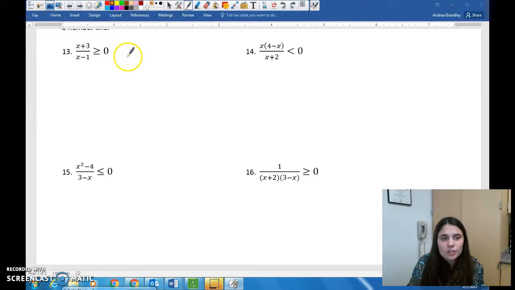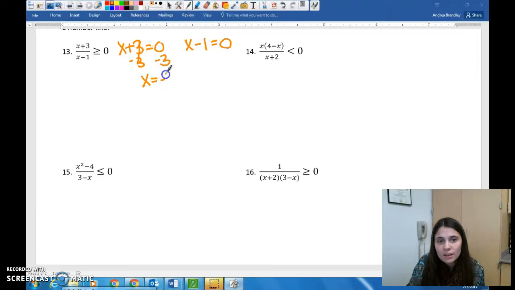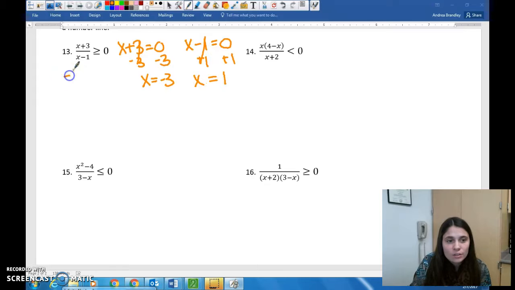So the first thing I have to do is find my critical values, which I do by setting the numerator and the denominator equal to 0. Some of you are pretty good at doing this in your head, which is fine, but if you struggle doing it in your head, you can go ahead and do it by hand. So when I set x plus 3 equal to 0, I get x equals negative 3. And when I set x minus 1 equal to 0, I get x equals 1. So negative 3 and 1 are my critical values.